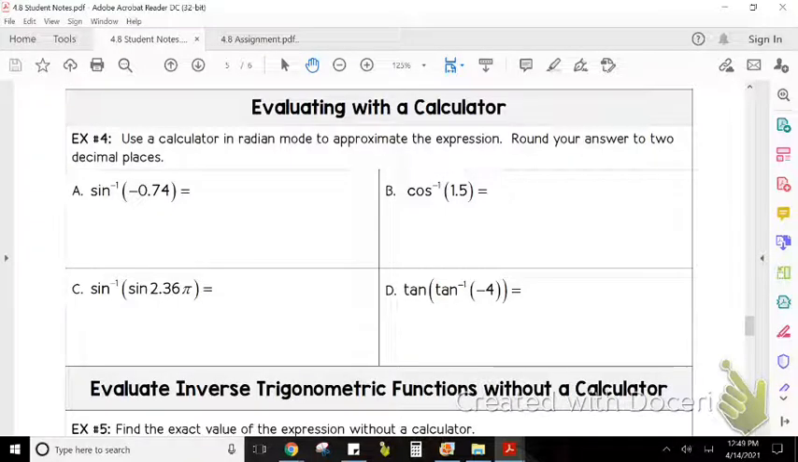So let's talk about example 4 with evaluating a calculator. It says use a calculator in radian mode to approximate the expression. Round your answer to 2 decimal places. So if you need a calculator, grab one and make sure it's in radian mode. Alright, so on A, we're just going to type in that inverse sine of negative 0.74. And what do we get? Negative 0.83. Okay, good.